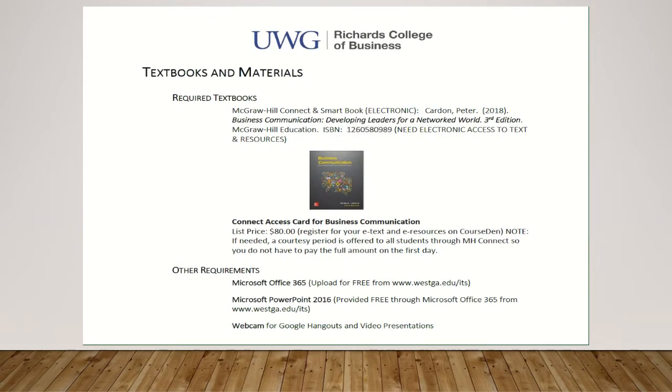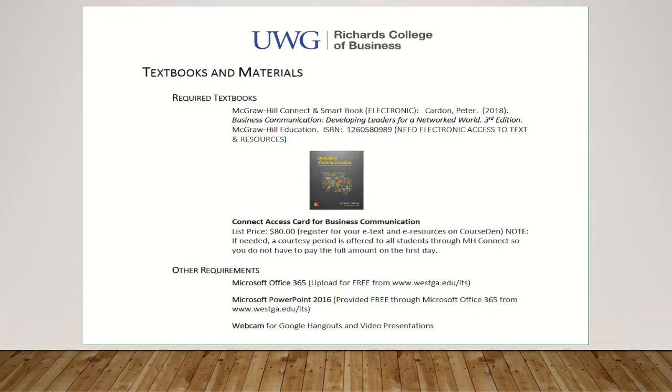And then moving on down would be the textbooks and materials. So there's one required textbook, and it has electronic resources. You actually register for this textbook on Course 10. You can sign up for a courtesy period, so you don't have to pay for it right away, or you could pay for it directly and get it out of the way. It is $80, just so that you know, and I've made sure to get that price as low as I can for everyone.